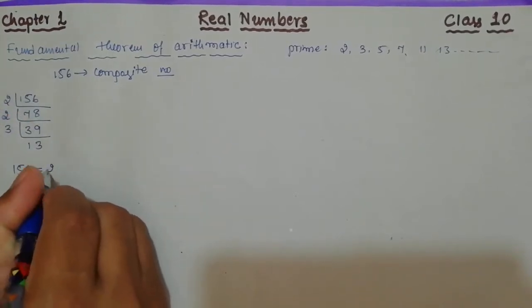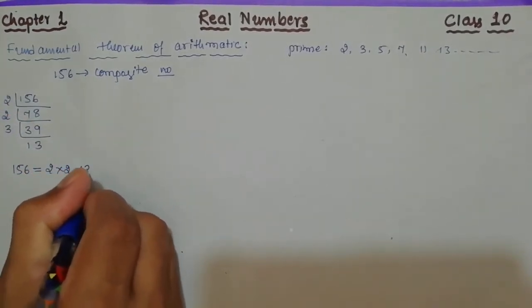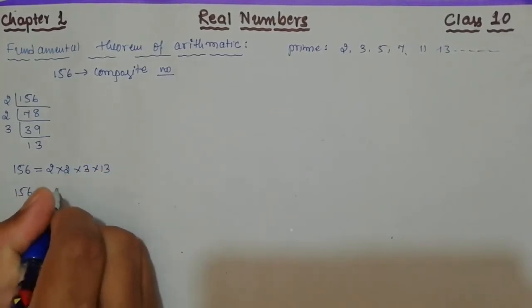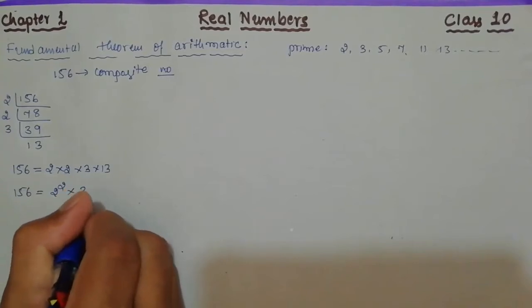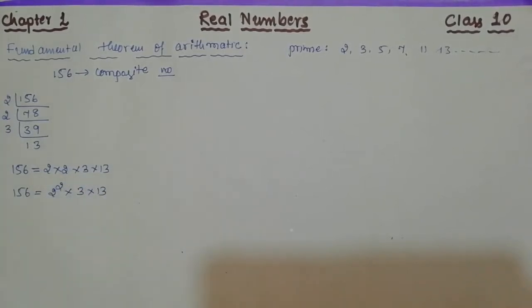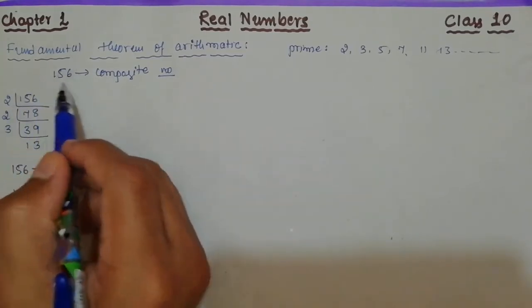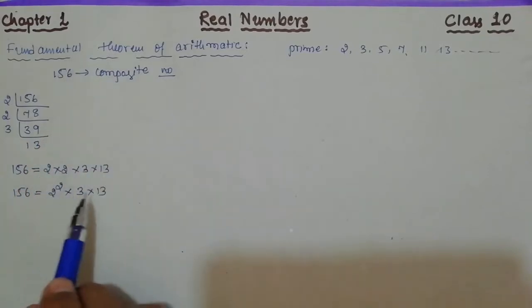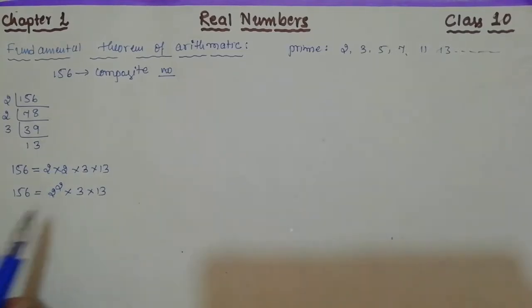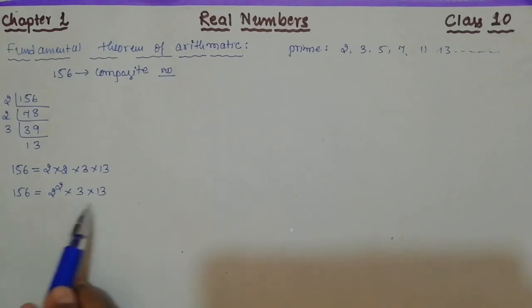Now look here, it is 2 into 2 into 3 into 13. Or else you can write 156 is equal to 2 square into 3 into 13. If you multiply all these numbers, you will get 156. This is the fundamental theorem of arithmetic. If you take any composite number, it can always be expressed in this form as a multiplication of prime factors, and this representation is unique. You can't express 156 in another format apart from the order of these numbers.